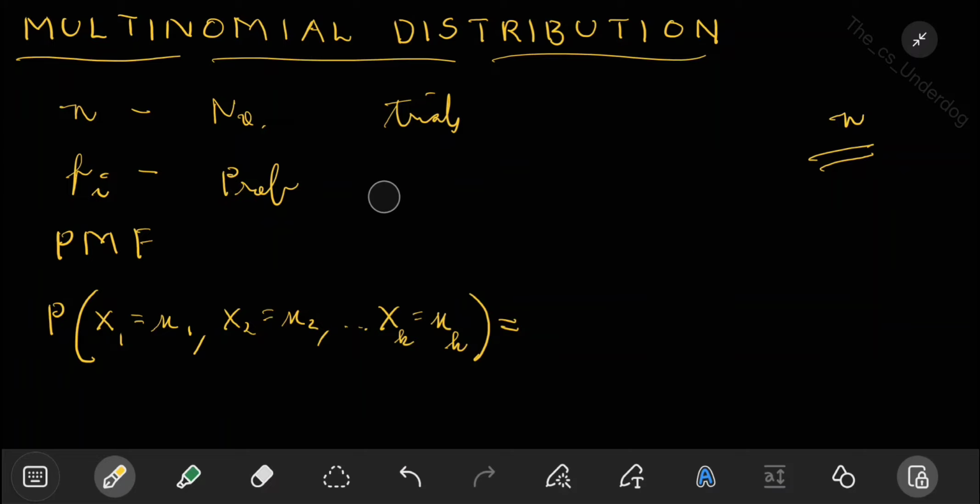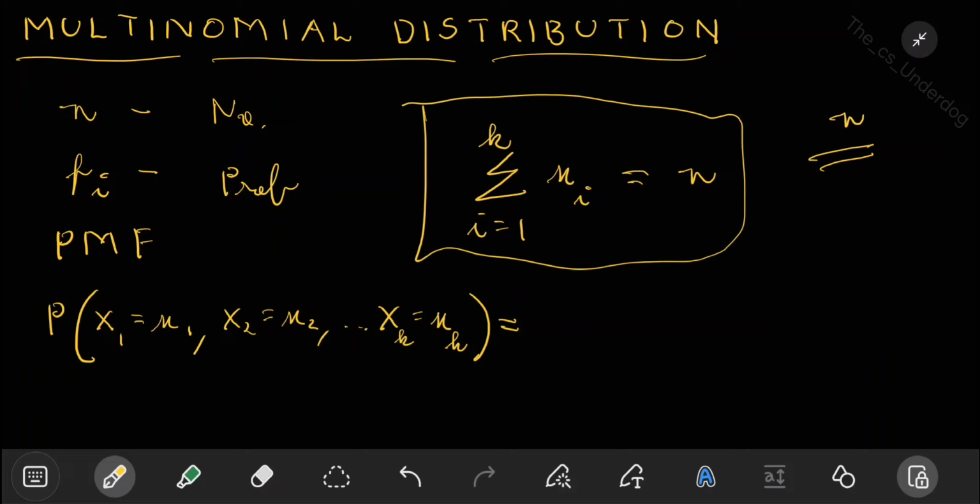In this case, what will happen? If you sum all the x's, that is i equal to 1 to k. Why is it 1 to k? Because there are k different possibilities of the outcome. So if I do the sum over i equal to 1 to k of xi, that is the total number of trials. So one condition is that all the counts should sum up to n, and the other condition is all the probabilities should sum up to 1. These two conditions we are having.